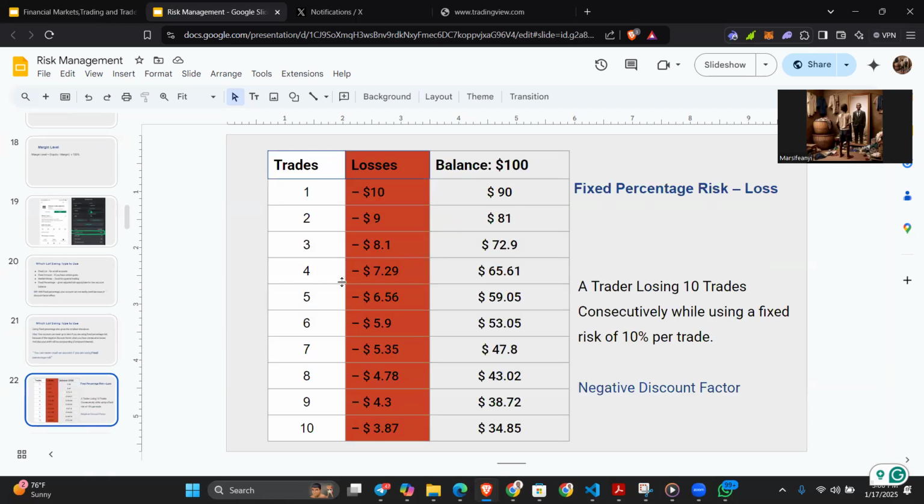Now, take for instance, if you are a trader that is using this percentage.